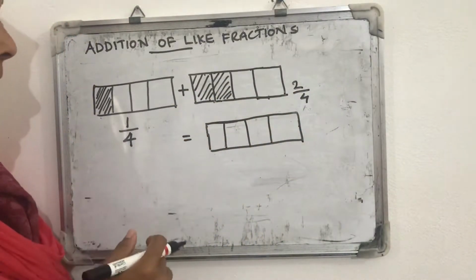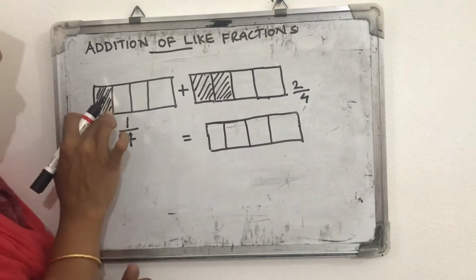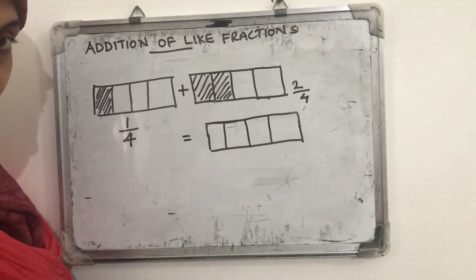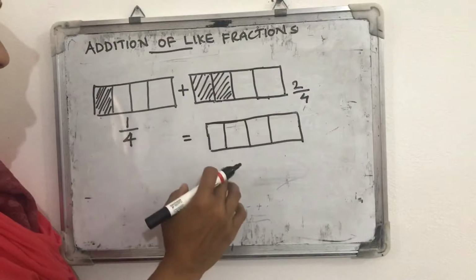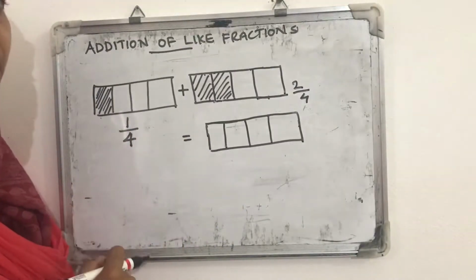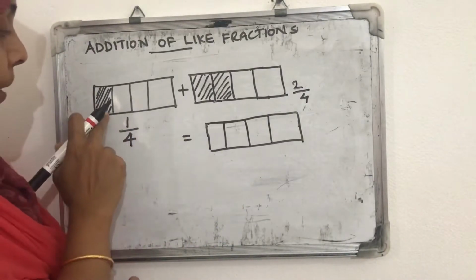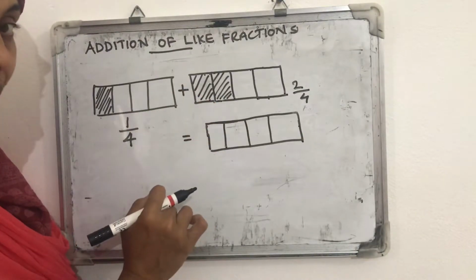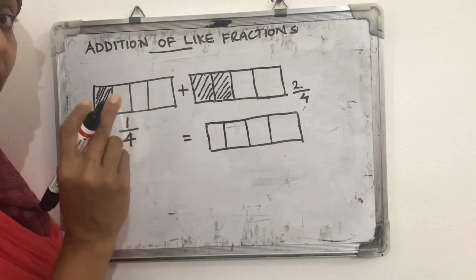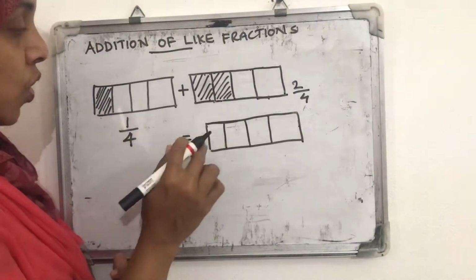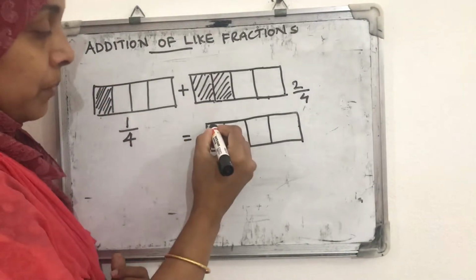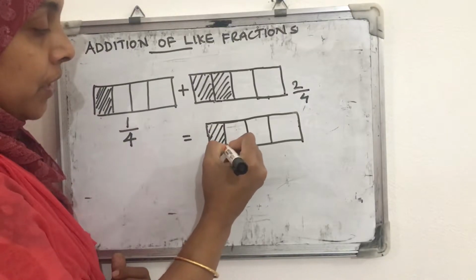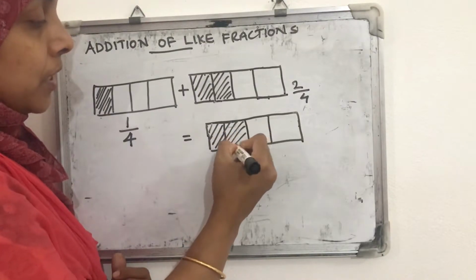And when we add these two fractions, 1 by 4 and 2 by 4, then in the sum how many parts should be shaded? Here one part is shaded, here 2 parts are shaded. So when we take their sum, there will be 3 parts shaded. So what will be the sum? It will be a rectangle with 3 shaded parts.